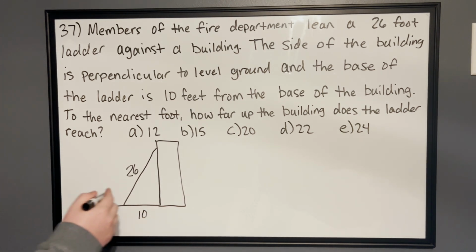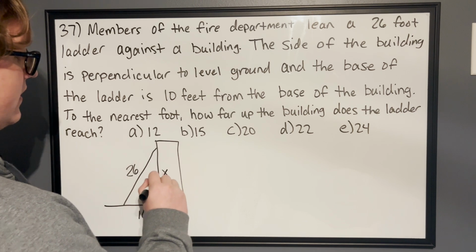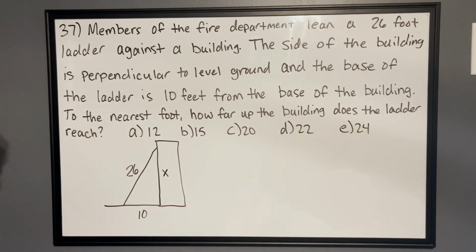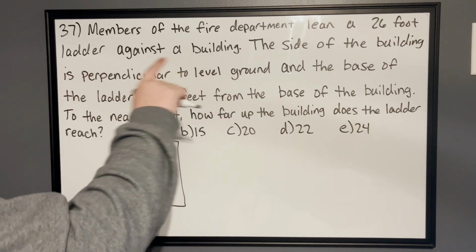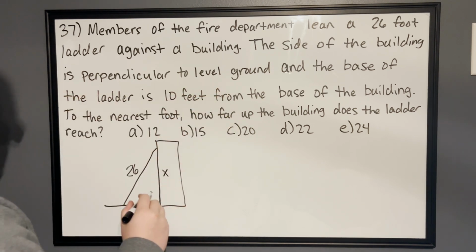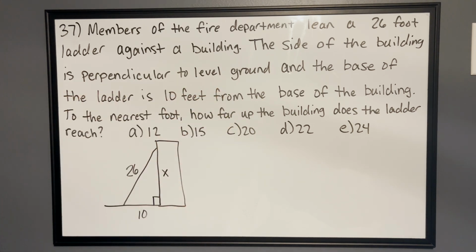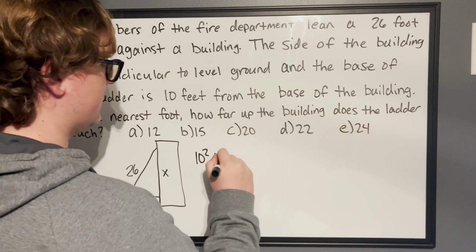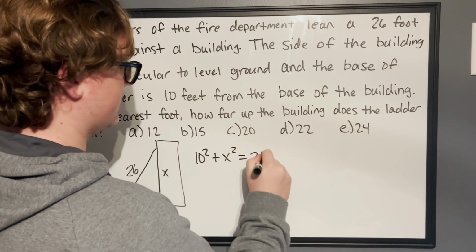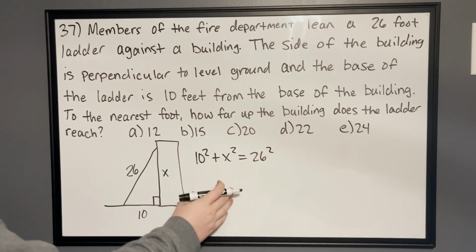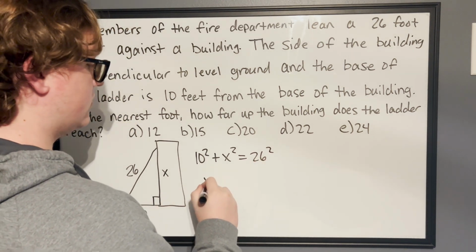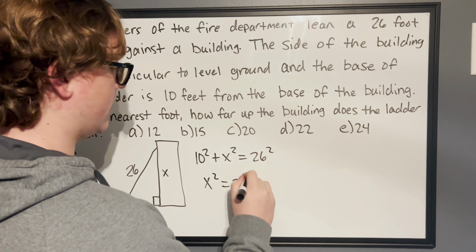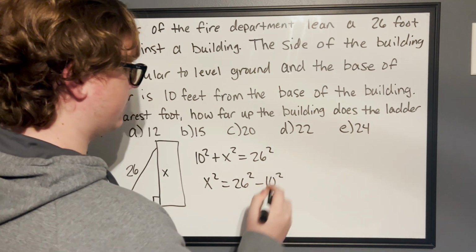So we want to figure out how far up the building it goes, which we'll just call x for now. And since it says right here, the side of the building is perpendicular to level ground, that means this is a right angle, which means we have a right triangle here. So we can solve for x by using the Pythagorean theorem. So we know that 10 squared plus x squared is equal to 26 squared. So to solve for x squared, we need to do x squared equals 26 squared minus 10 squared.